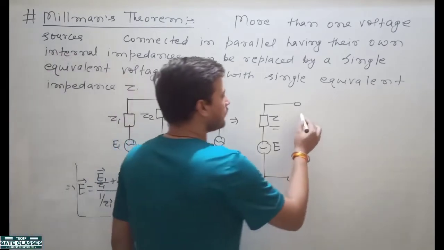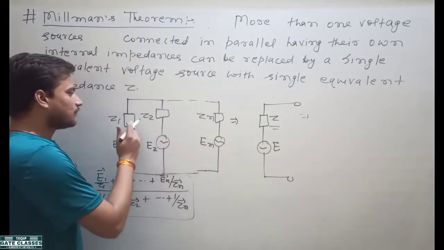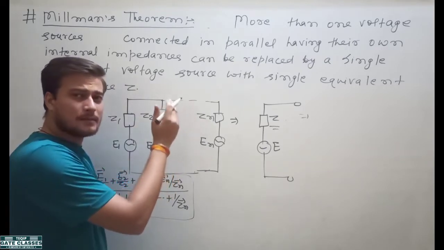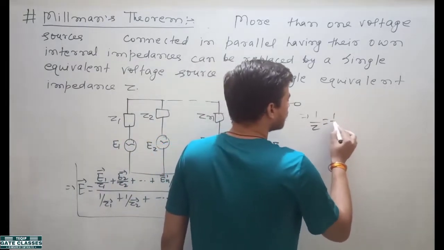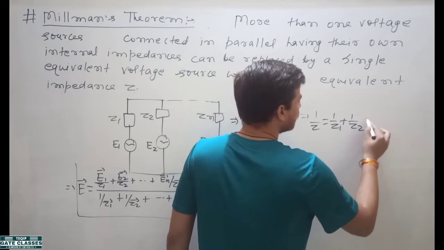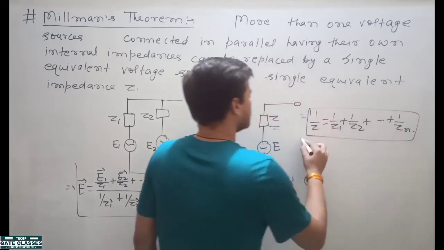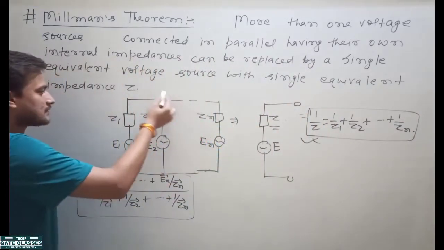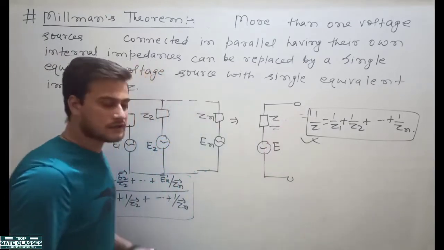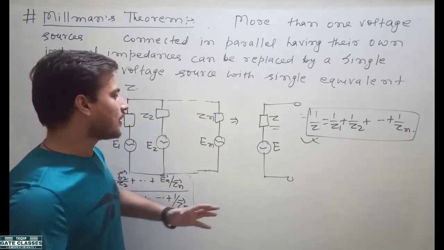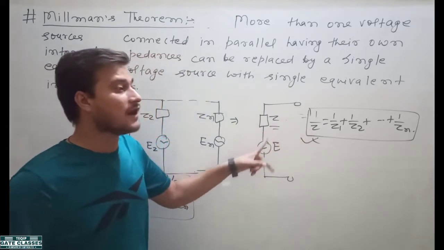Next, the value of Z will be, since when you deactivate all the independent sources, then you will see all the impedances are connected in parallel. So if all are connected in parallel, then for Z you write 1 by Z equal to 1 upon Z1 plus 1 upon Z2 up to 1 upon Zn. Clear? This is the way to replace the combination of parallel voltage sources into a single equivalent voltage source. So you can also say that this is nothing but the Thevenin's equivalent network.